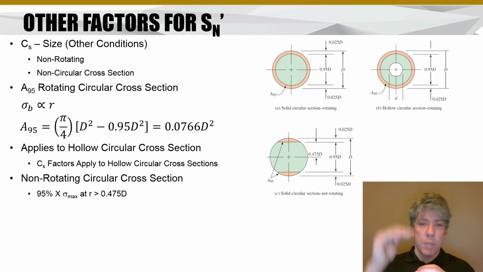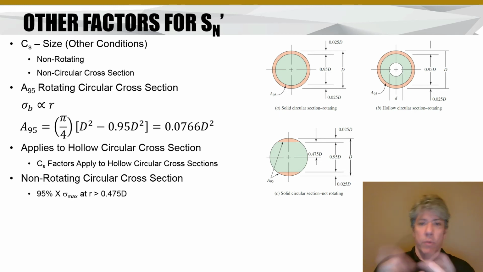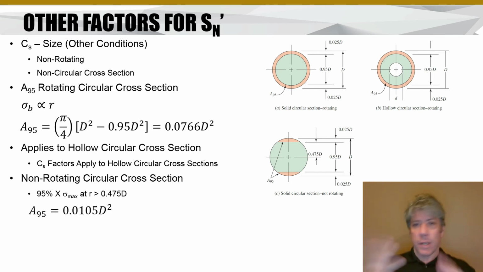And then as you move more and more towards that upper point, the outer fiber, or the lower point, the outer fiber, the stress just goes finally to the maximum stress. So that's the region of this area that is stressed to 95% of the maximum stress. Now, from the geometry of a circle, I'm not going to show you the details, but you can find that the A95 area is 0.0105 times the diameter of that circle squared.